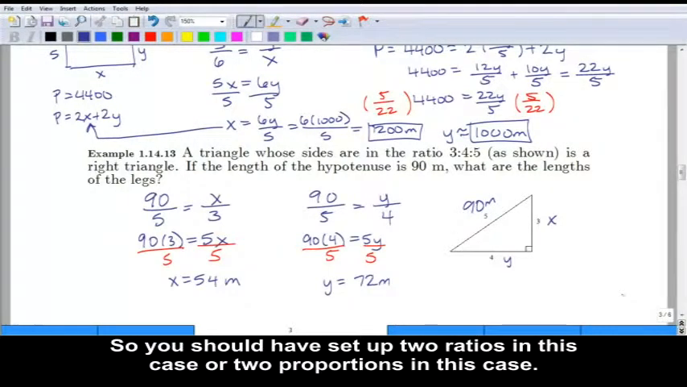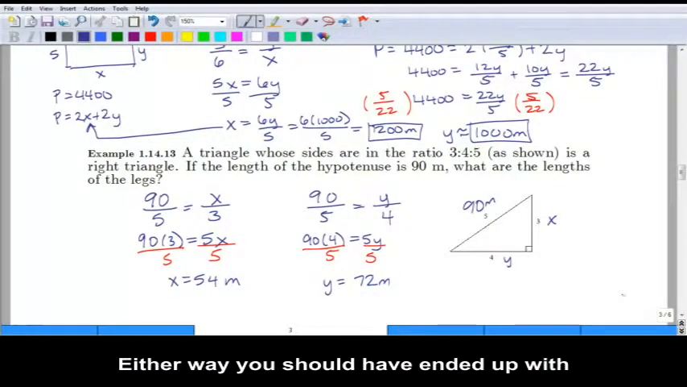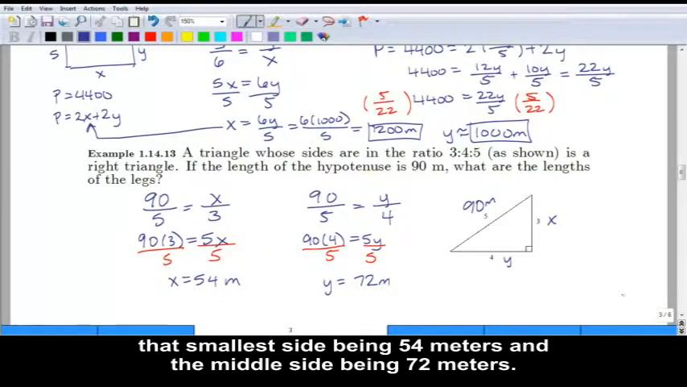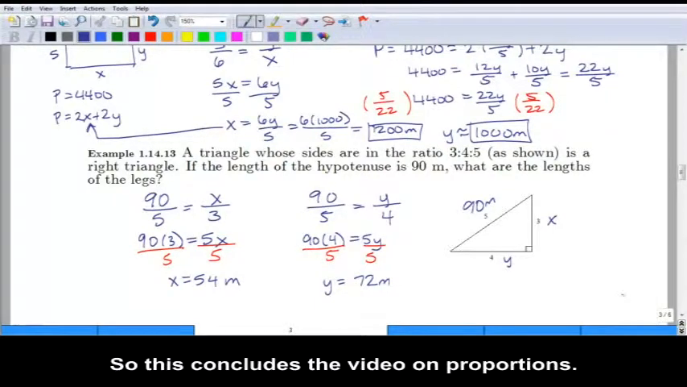So you should have set up two ratios in this case, or two proportions in this case. Either way, you should have ended up with that smallest side being 54 meters and the middle side being 72 meters. So this concludes the video on proportions.